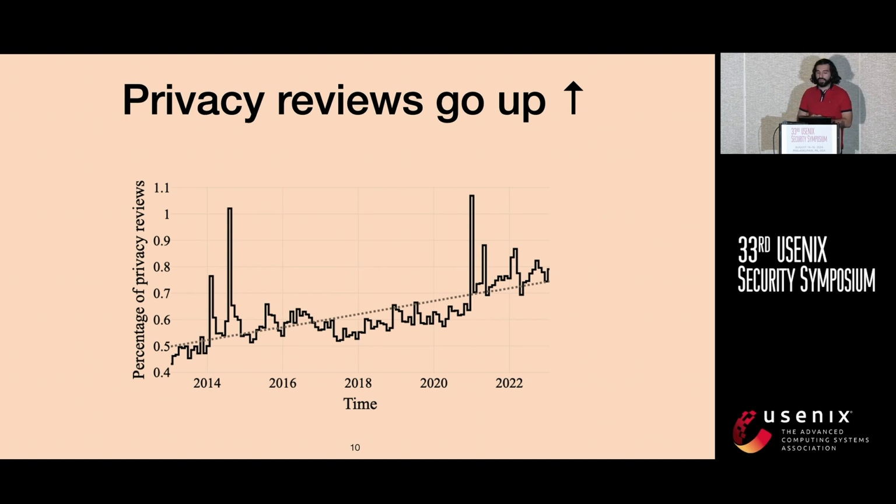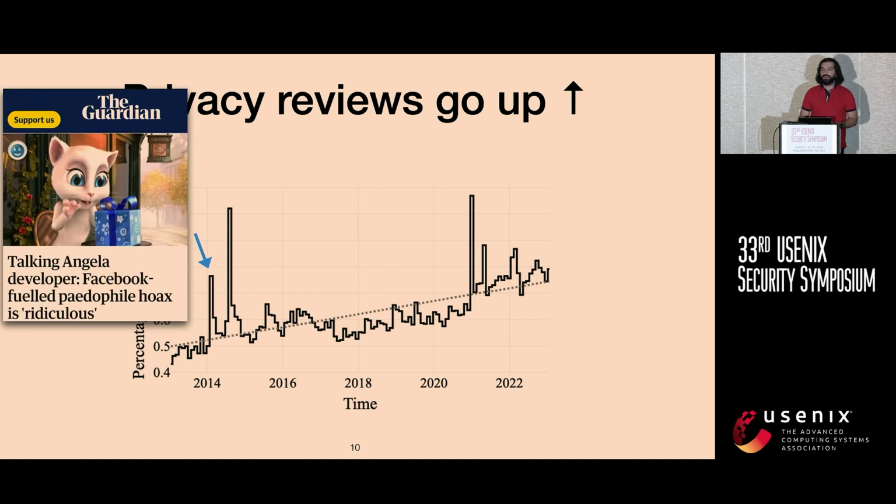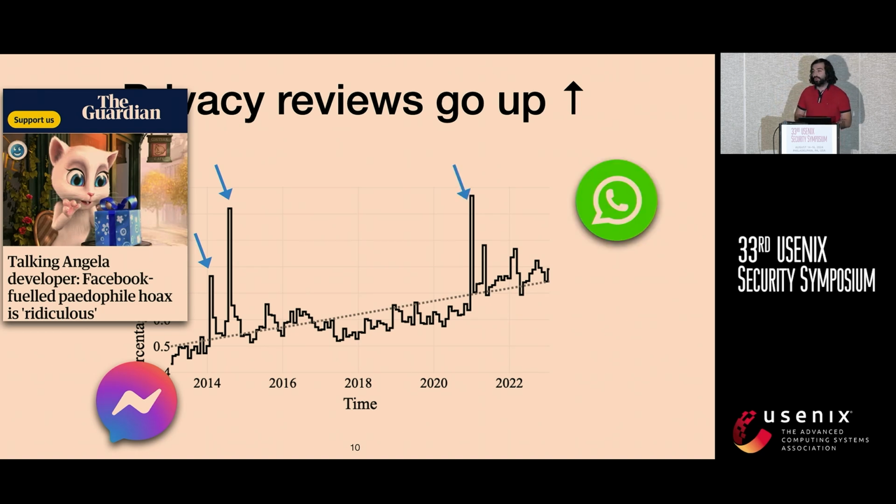You might have noticed a couple peaks. We did too, so we looked into them. This one's about Talking Angela. Talking Angela is a game where you talk to Angela, Angela repeats the same thing back to you, and it mimics you. Parents thought that there was a pedophile in Talking Angela's eyes. Turns out that's not true. This one is about Facebook forcing Facebook Messenger on everyone. This one is about WhatsApp changing its privacy policy, people complaining, and then shifting to other applications.